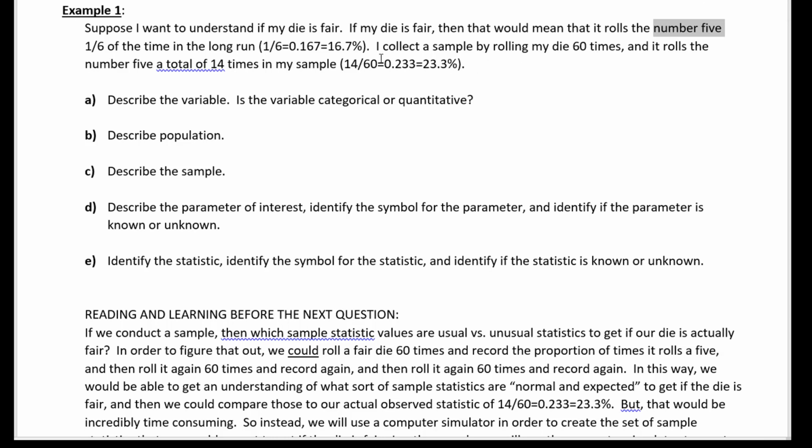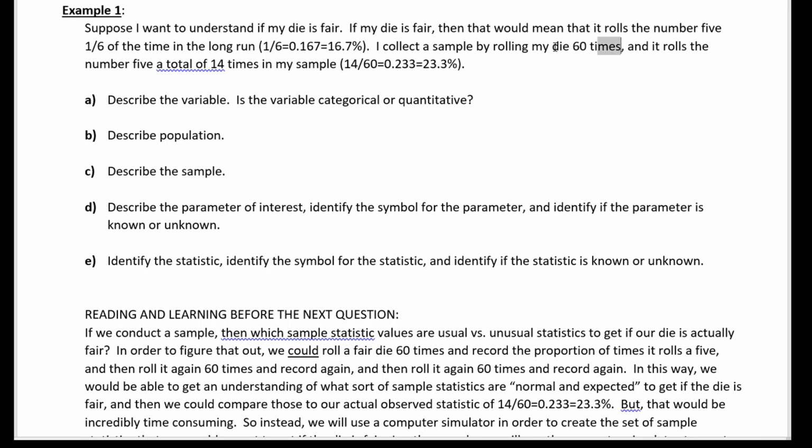So I'm going to collect a sample by rolling my die 60 times. Why am I doing that? I would do that because I can't possibly roll the die over and over and over forever to see what percentage of the time it rolls a 5. I have to take what's called a sample. I have to roll it some set number of times and use that sample to try to understand what the die does in the long run.